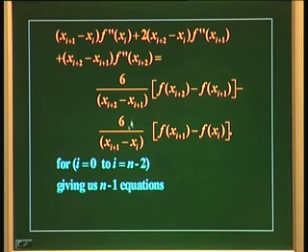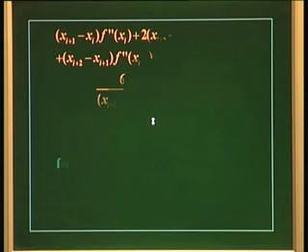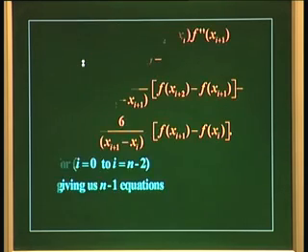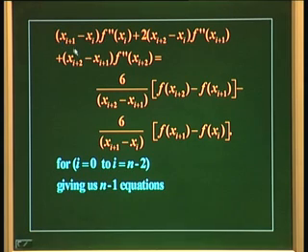So, if you write down this whole equation for i going from 0 to n minus 2, then you will get a tridiagonal matrix form. We can use some shorter notation. We say that the second derivative is represented by z_i. We call x_{i+1} minus x_i as d_i, x_{i+2} minus x_i as e_i, and x_{i+2} minus x_{i+1} as h_i, and this whole right hand side as r_i.